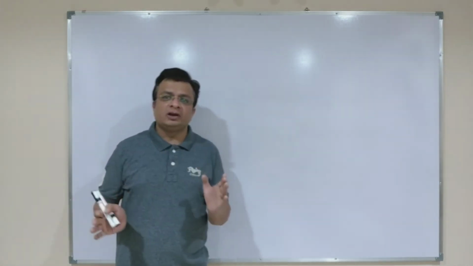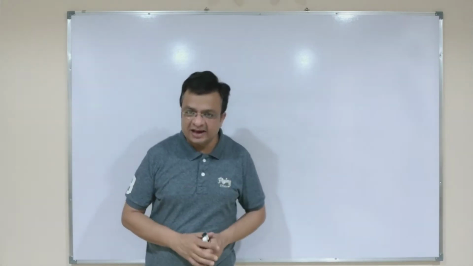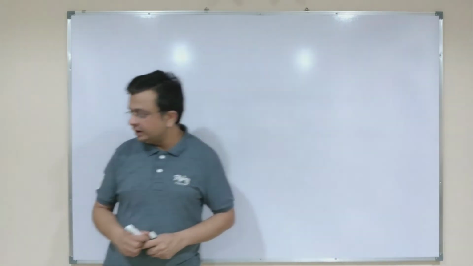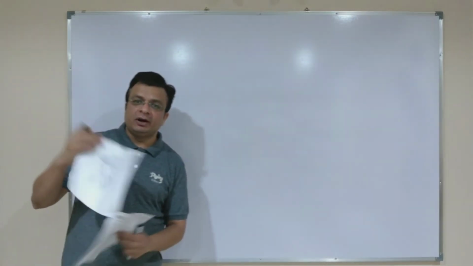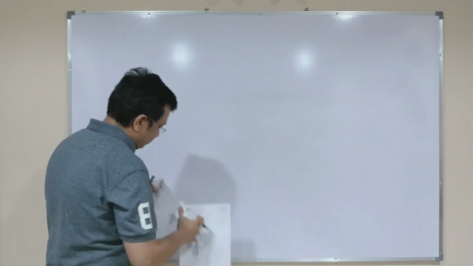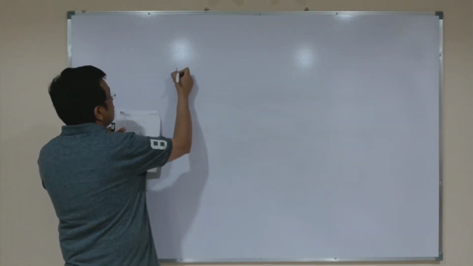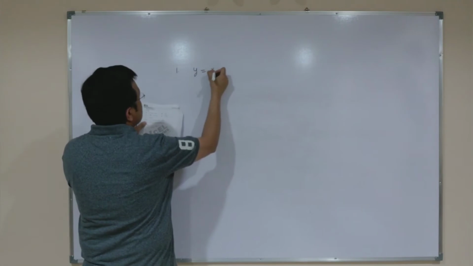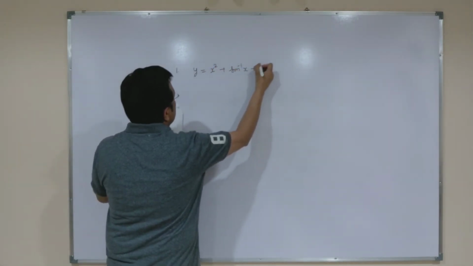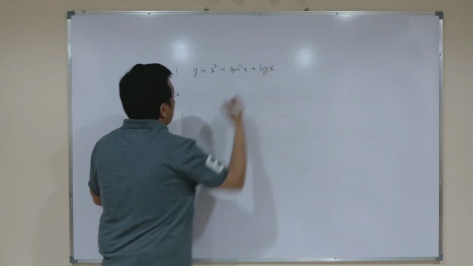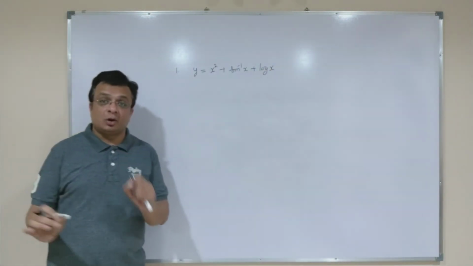In this we are going to do nothing but use standard formulas, as the name implies. Okay, so right now find dy by dx. The first question is y is equal to x square plus sine inverse x plus log x.